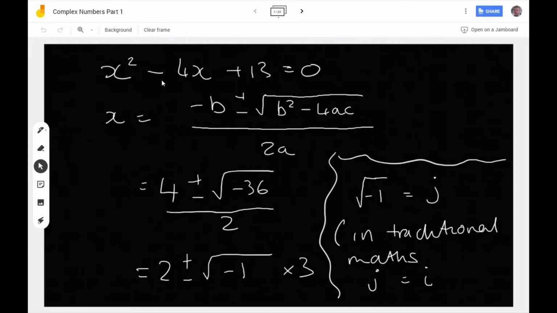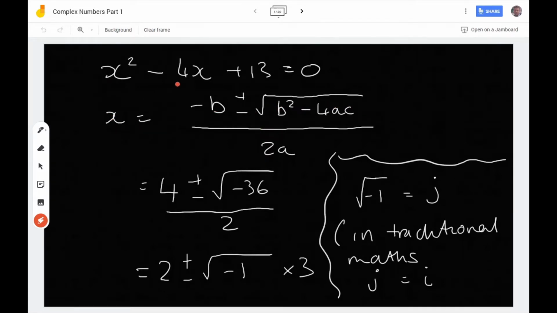Okay, going to have a bit of a recap on complex numbers. So when we look at the first slide on this presentation, which you have in Classroom, we can see that we've got a quadratic equation, x squared minus 4x plus 13 equals 0. And here we have the formula that you all recognise, hopefully. And all we've got to do is put the a, the b and the c values in.